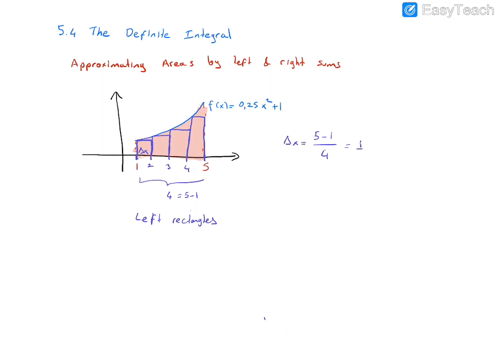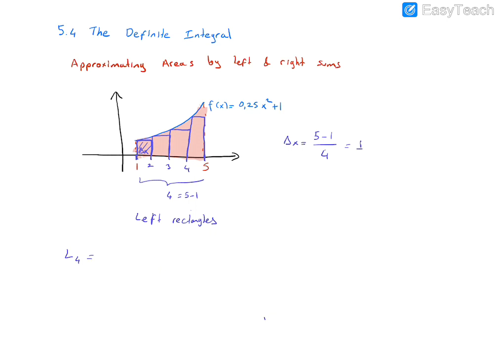But first of all, let's calculate the area of the left rectangles. We denote the sum by L4. We will calculate the summation of the 4 left rectangles. The area of the first rectangle: the base is 1 unit, and for the height we calculate at x equals 1, which is 1.25. So 1.25 times 1, plus, for the second one, the base is 1 unit and the height at x equals 2: 2 squared is 4, 4 times 0.25 is 1, so this is 2.